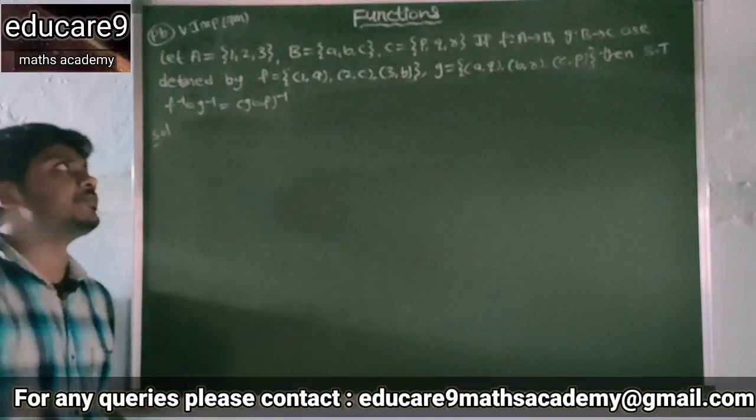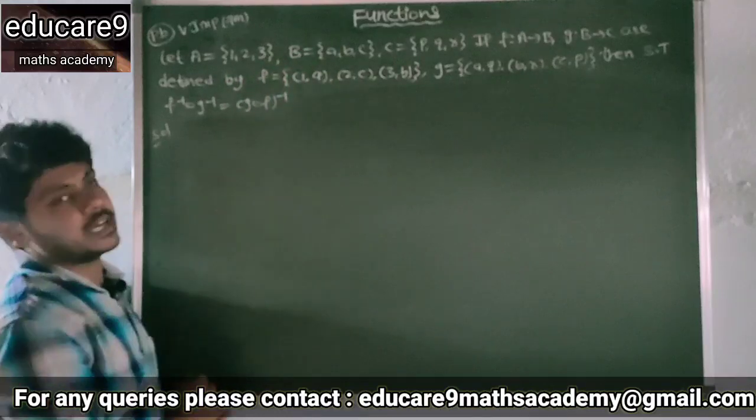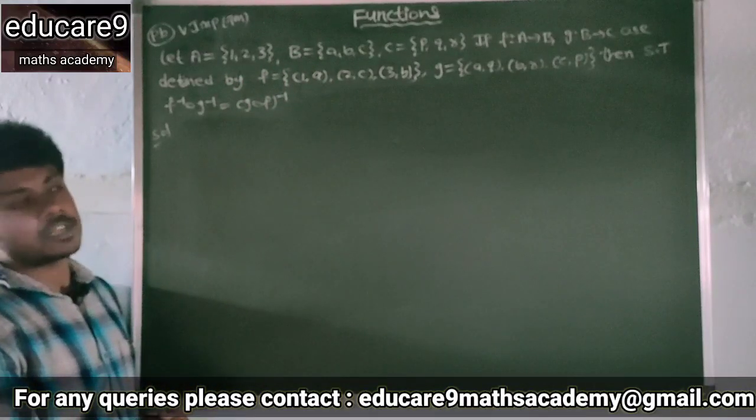See our next problem. This is also important for 7 marks. So here, given A, B, C are 3 sets and F and G are functions.